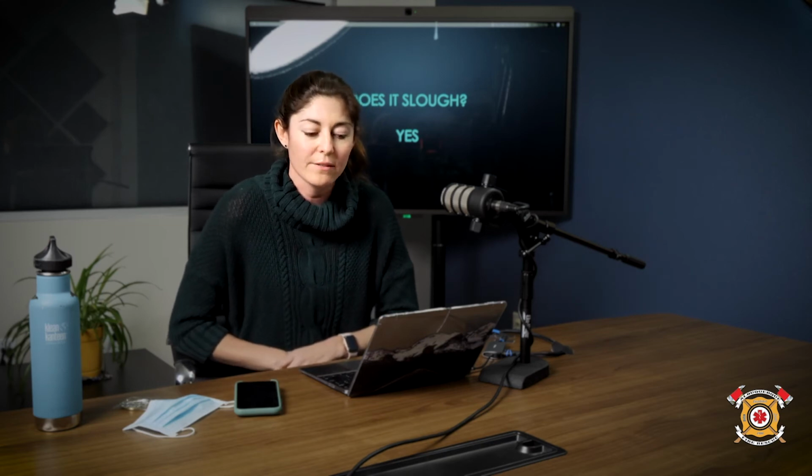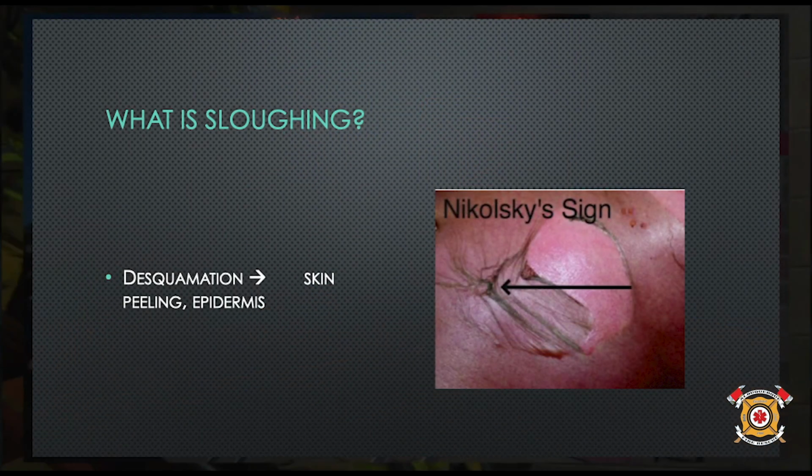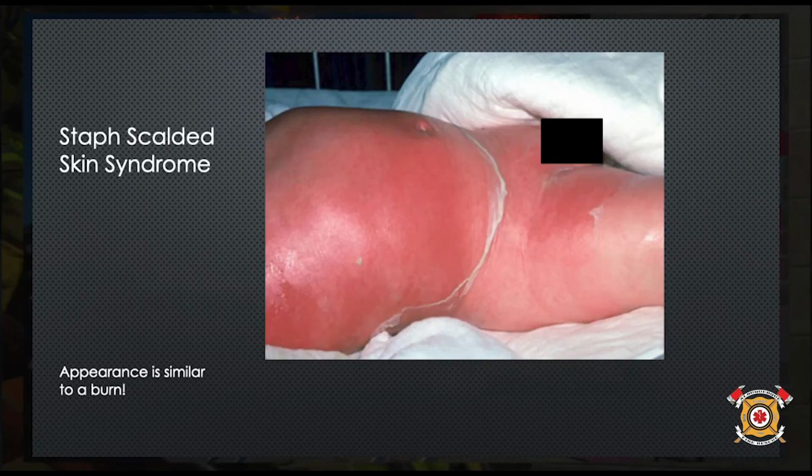Our next category is, does it slough? If the answer is yes, we're worried. What is sloughing again? Well, essentially, it's the peeling away of the skin, that top layer. The other term is desquamation. Nikolsky sign is where if you place your finger on the skin and press on it and it essentially peels away, that's a positive Nikolsky sign, which is concerning.